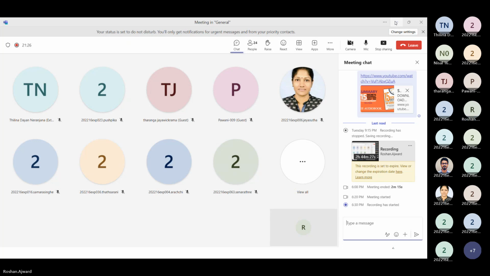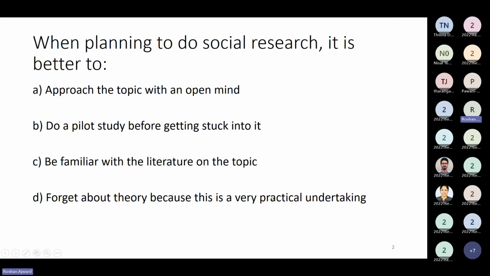So what's the answer? When planning to do social research, it is better to what? A: Approach the topic with an open mind. B: Do a pilot study before getting stuck into it. C: Be familiar with the literature on the topic. D: Forget about theory because it is a very practical undertaking. What is the answer?